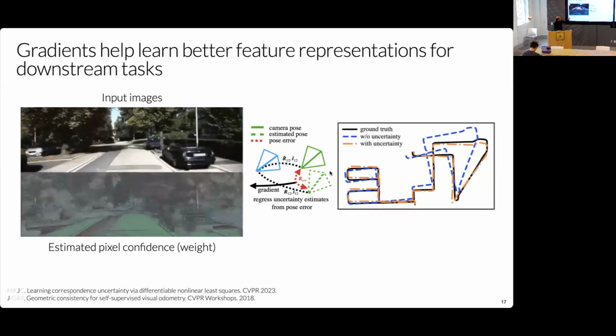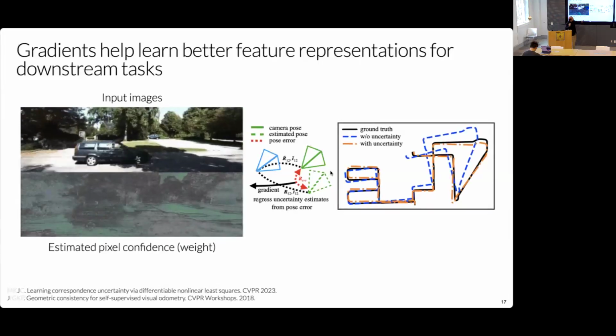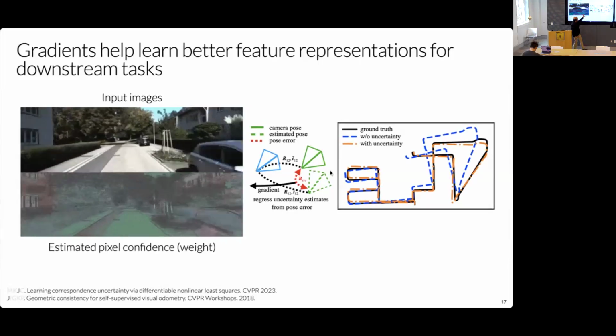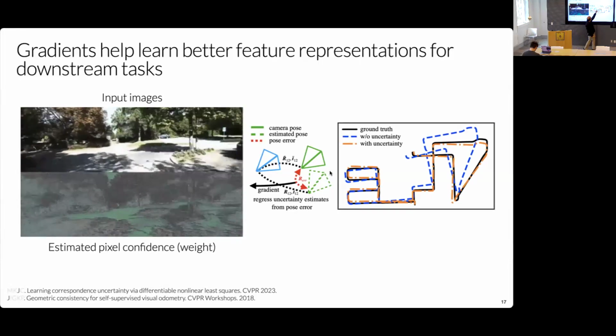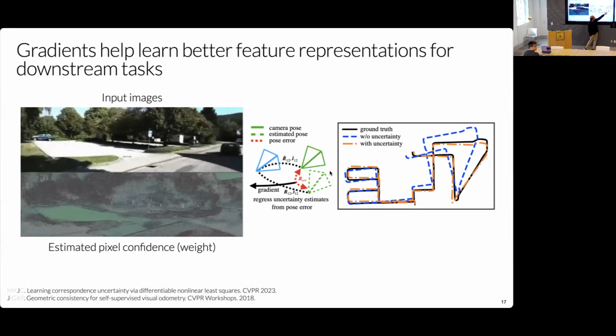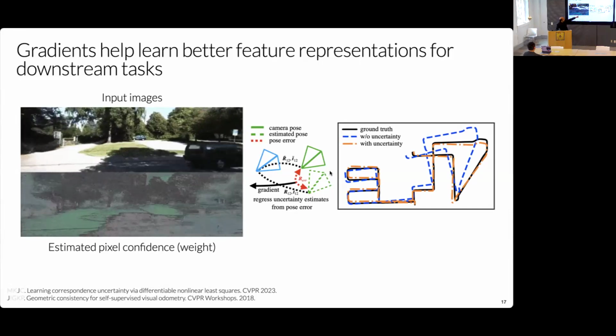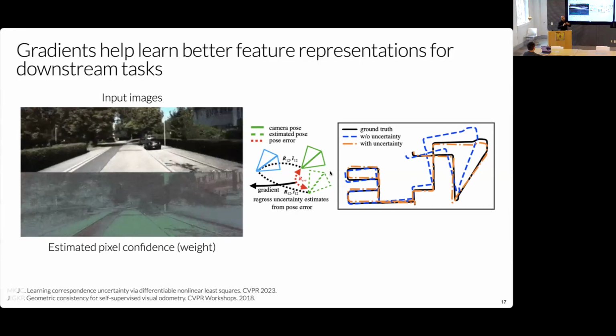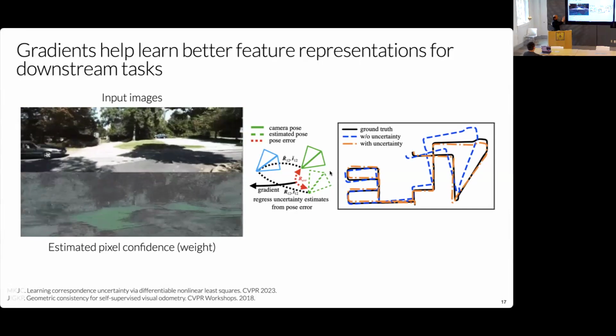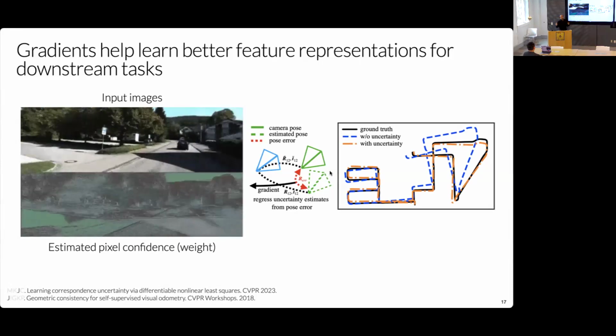And if you roll this forward, you see that using these confidences, you can get the curve in orange, which is much closer to the ground truth output and does not drift, versus the curve in blue here, which assigns uniform weight to each pixel.